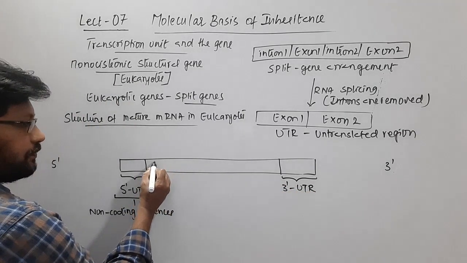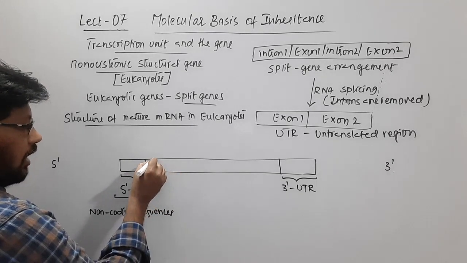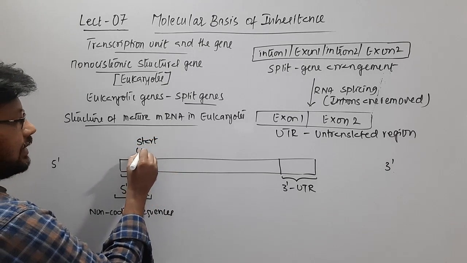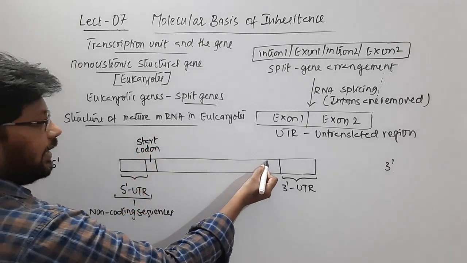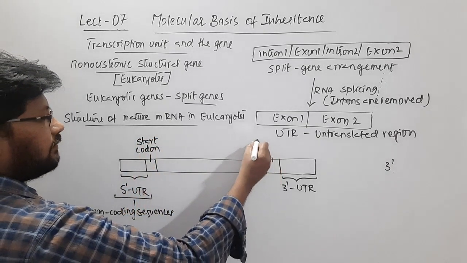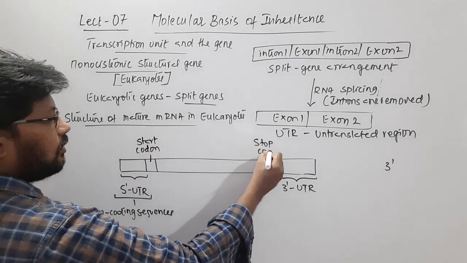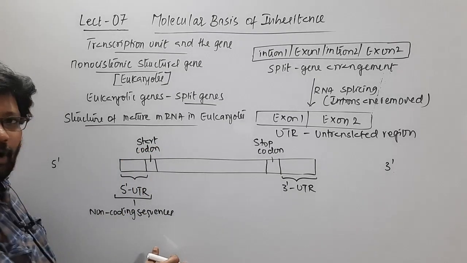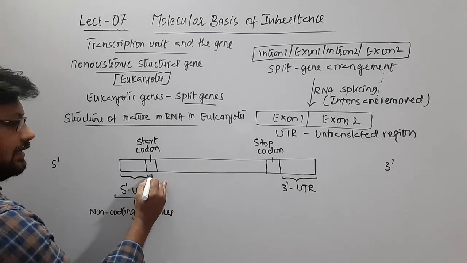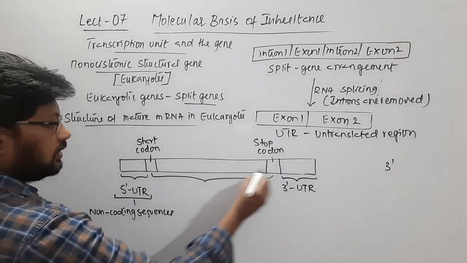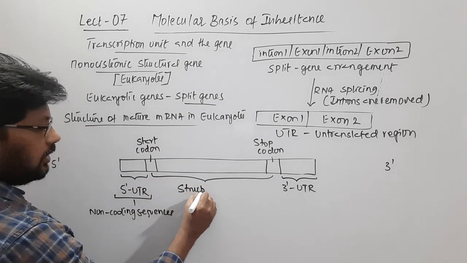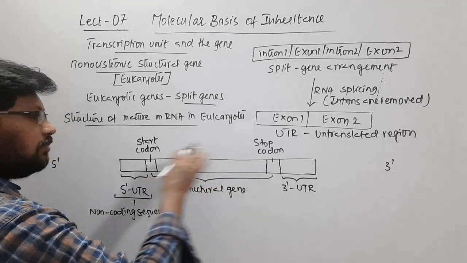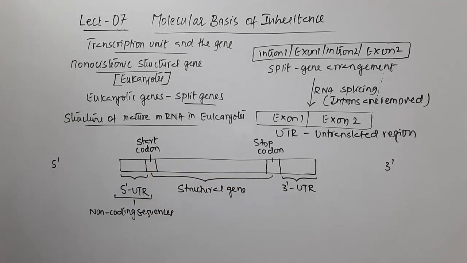And after that we find the start codon, and then here we have the stop codon, and from the start codon to the stop codon is the structural gene. So this is the structural gene, and now this structural gene will be having only exons.